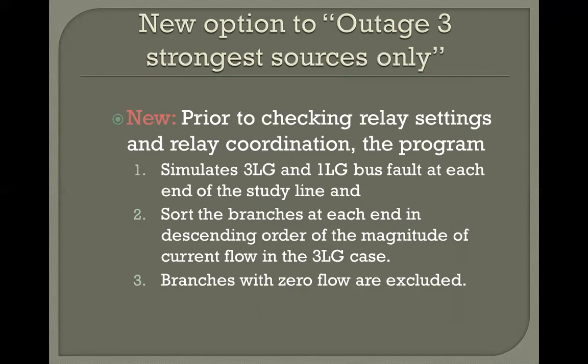And then on number 3 here, it says branches with 0 flows in both the 3-phase and single line to ground cases are excluded, because these branches are clearly just a stub that goes somewhere with no source behind it. So why outage that? I mean, it's just wasting time. So this is put into the program to help reduce the time that it takes to run.